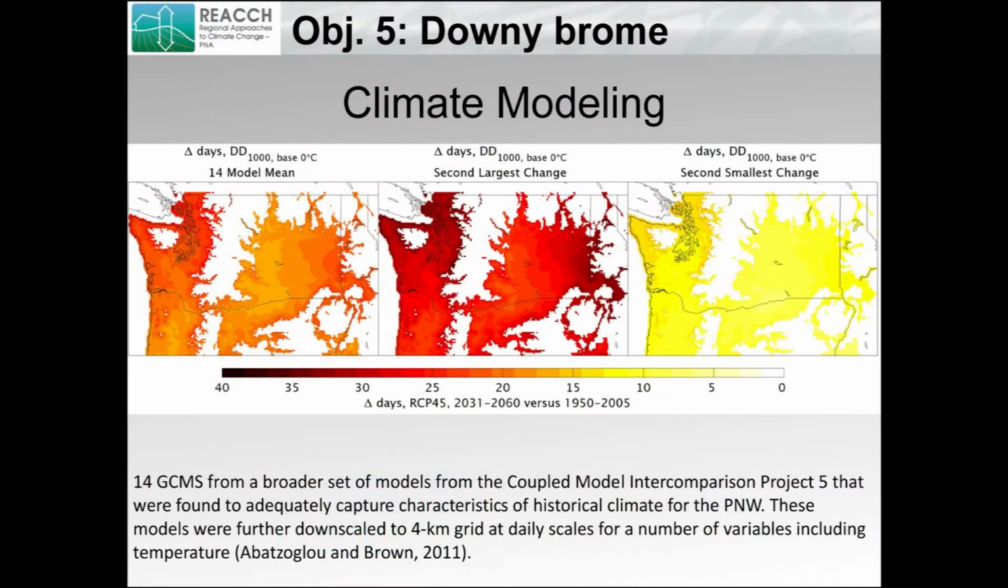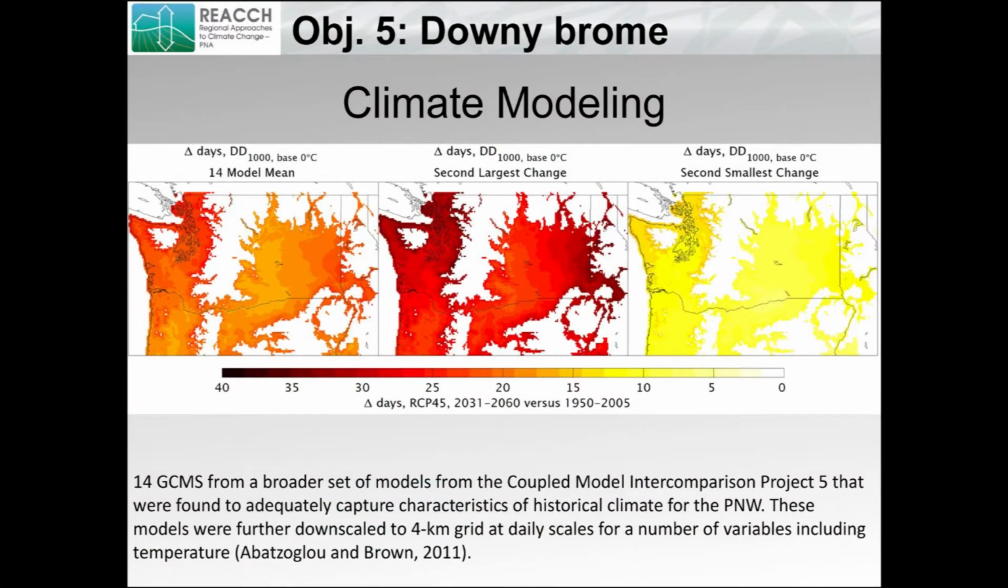So we took this value, 1,000 growing degree days, and we went over to Idaho and talked to John Abatzoglou, and he was able to compare historically when we were reaching 1,000 growing degree days from 1950 to 2005, and then, using 14 climate models that he found to be pretty accurate for the Pacific Northwest based on historical climate, project when we would reach 1,000 growing degree days through 2031 to 2060. And that's what we're seeing here, the change in days based on calendar day.